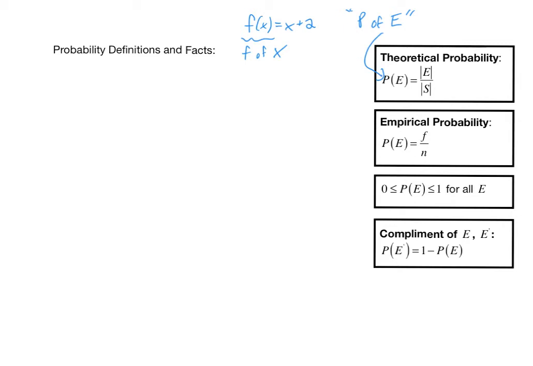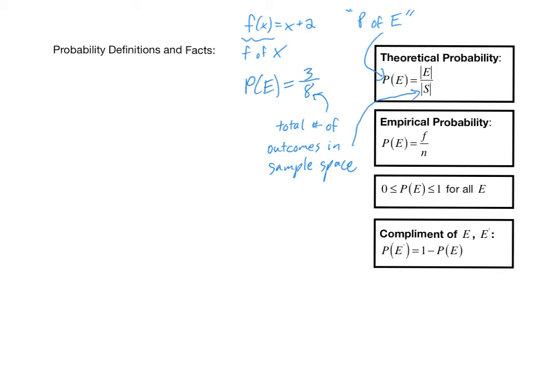On the previous screen, we found that the probability of the event E occurring, where E was getting exactly 2 tails, was 3/8. This 8 right here was the total number of outcomes in the sample space. The formal notation for that idea is precisely this. Those absolute value bars around the S mean the size of the sample space.